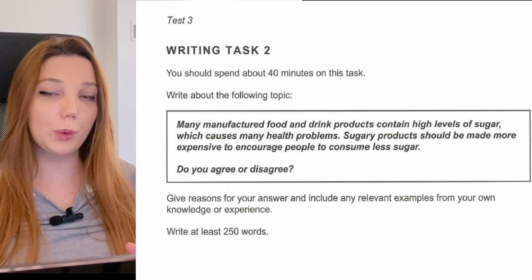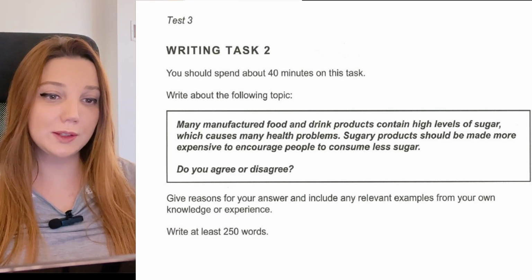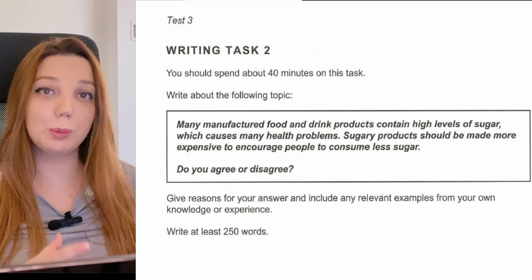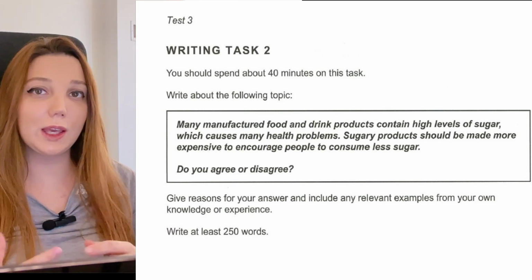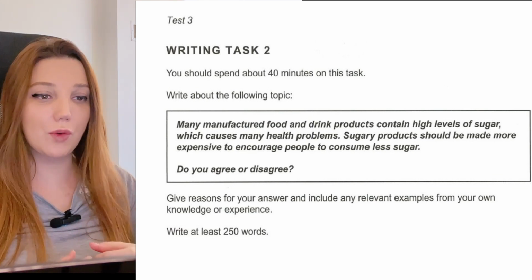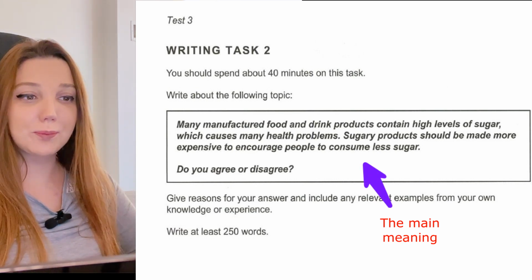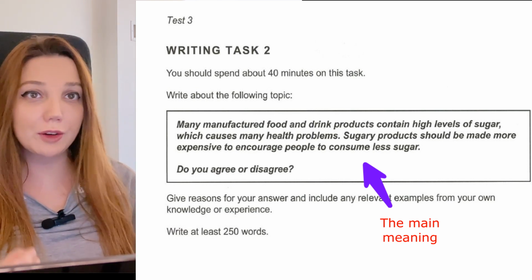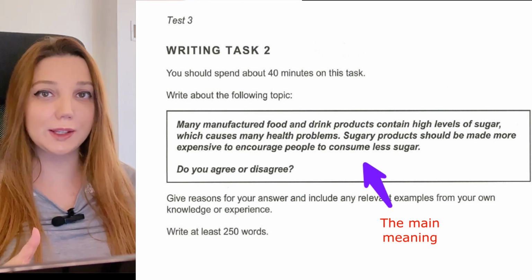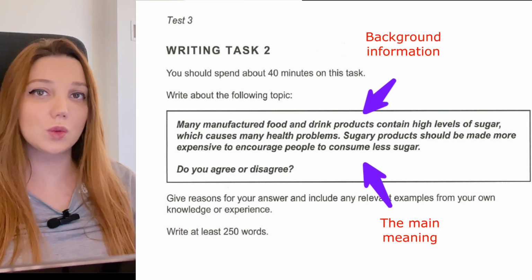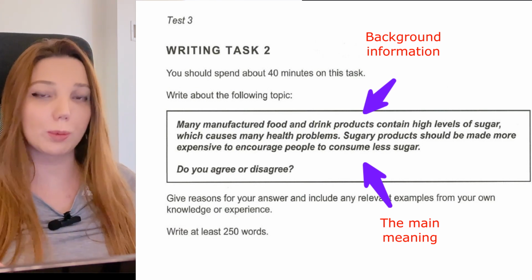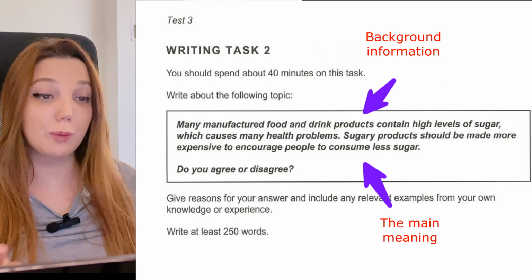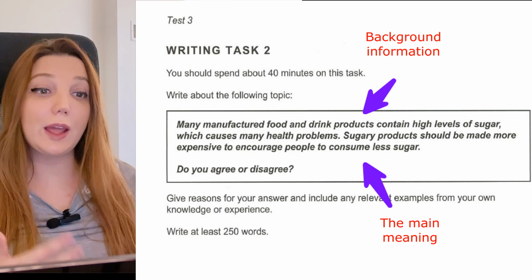Okay, so we have here two sentences, and of course, one of the sentences carries the main meaning, which should be discussed in our essay, but the other sentence usually gives us background information. And here, of course, we understand that the second sentence gives us the main meaning. We should agree or disagree whether sugary products should be expensive to encourage people to buy it less. But the first sentence gives us background information, like actually it explains why they offered this option to make these products more expensive. Because many food and drink products contain this sugar, and this causes many health problems.